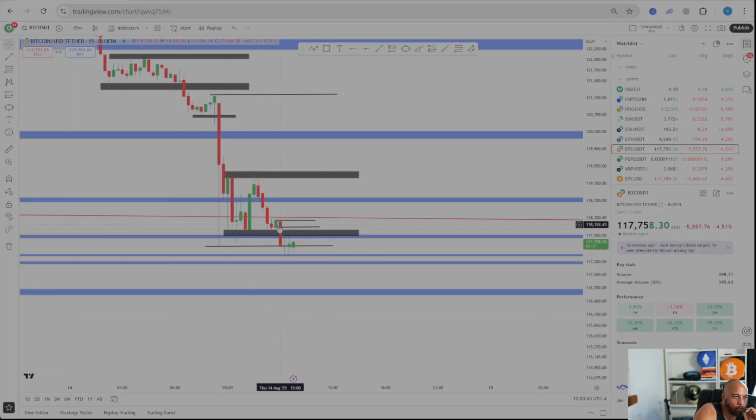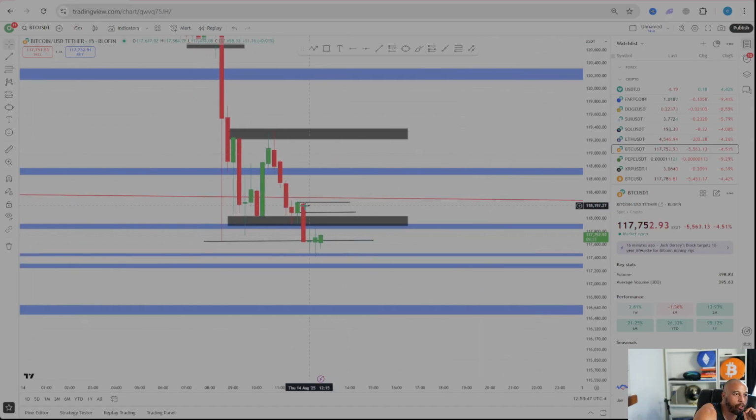I will put an alert on TradingView, and when it breaks this, it alerts me that we have broke this low. All right, we are bearish. Now, this is what retail will do.